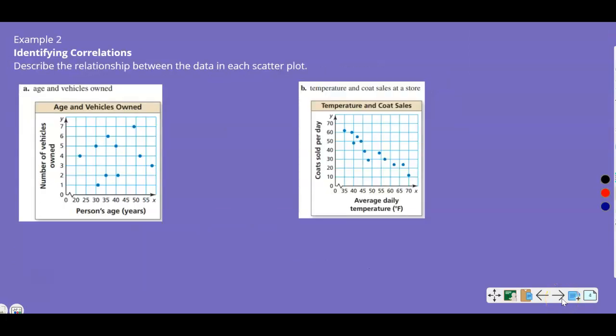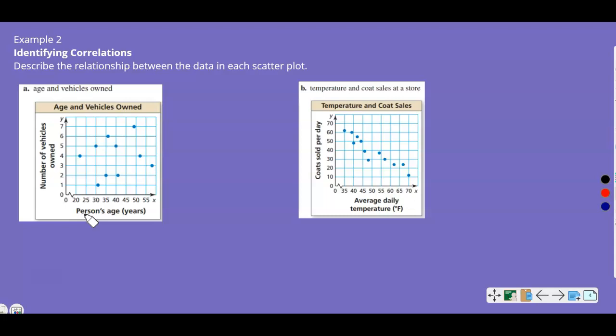Example 2, identifying correlations. Describe the relationship between the data in each scatter plot. All right, for part A, we have age and vehicles owned. On the y-axis, it says the number of vehicles owned, and across the x-axis, a person's age in years. This looks like a scatter plot with no correlation. No correlation means that the number of vehicles does not depend on a person's age.